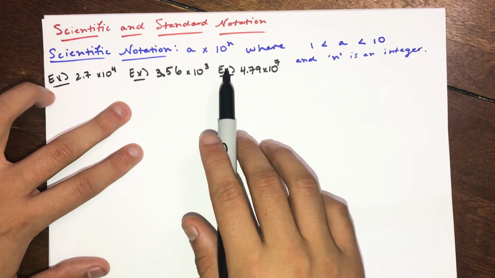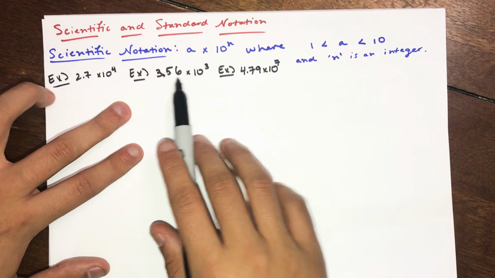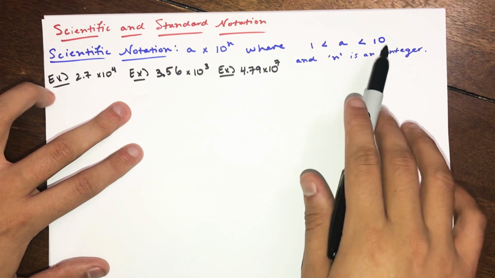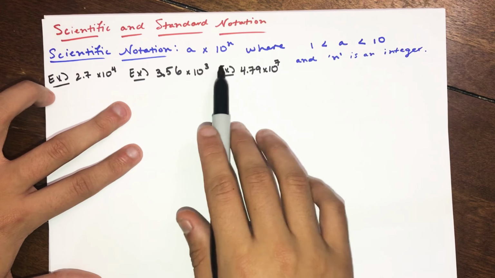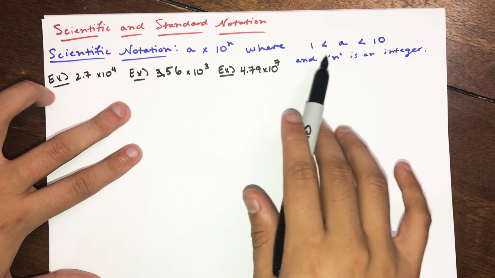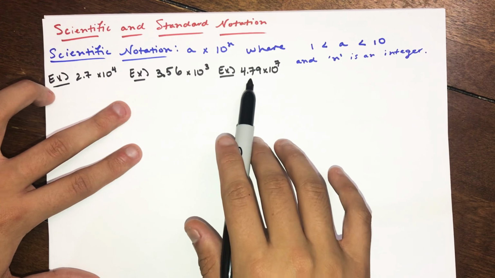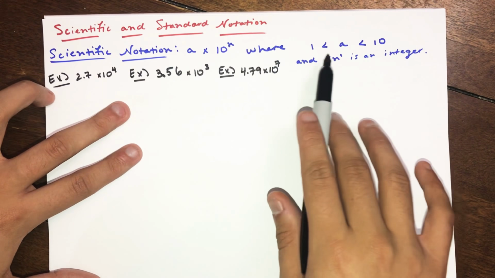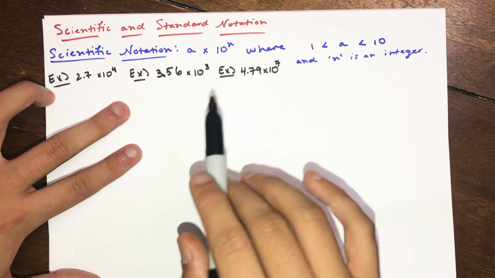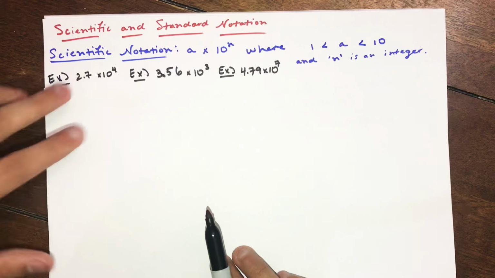3.56 times 10 to the third power. 3.56 is in between 1 and 10, and 10 to the third power, 3 is an integer. And similarly for the last one, 4.79 is between 1 and 10, and 7 is an integer.